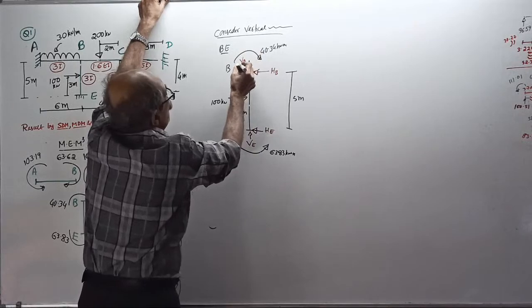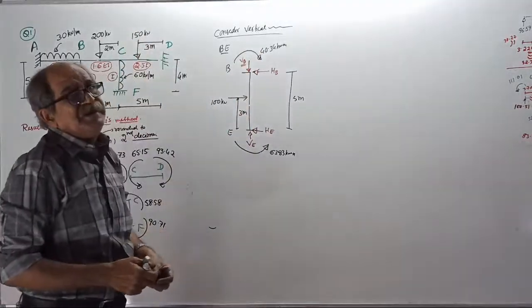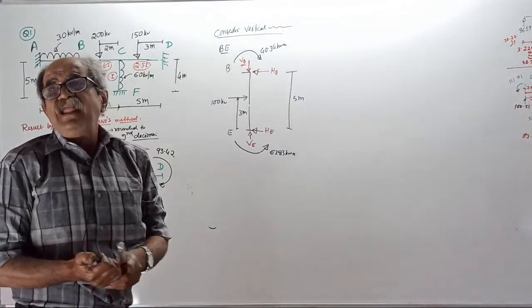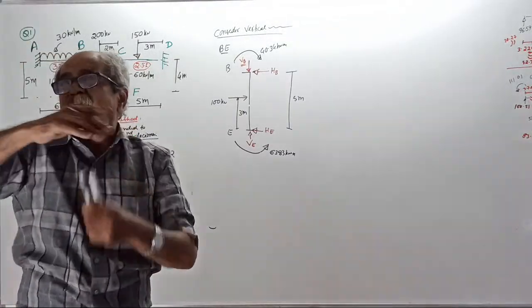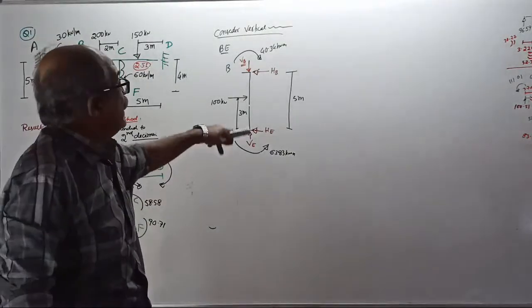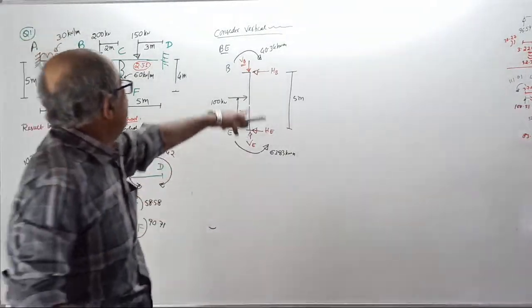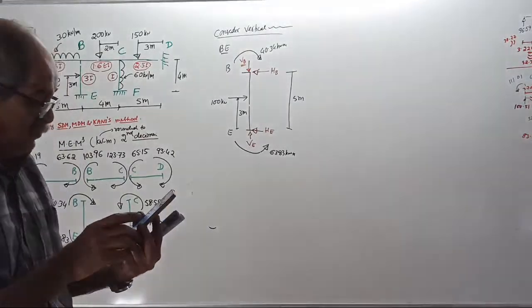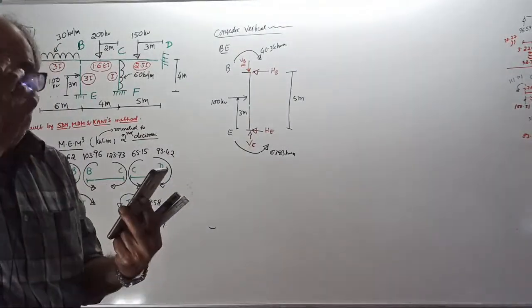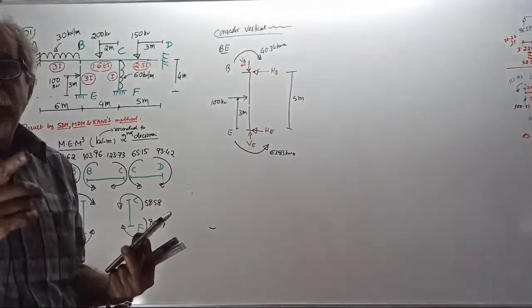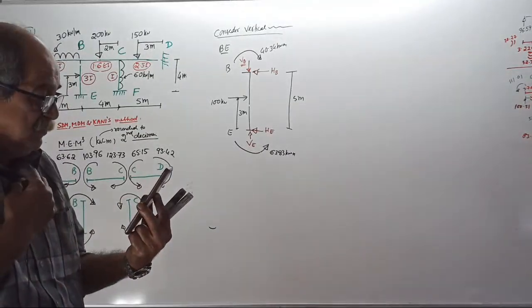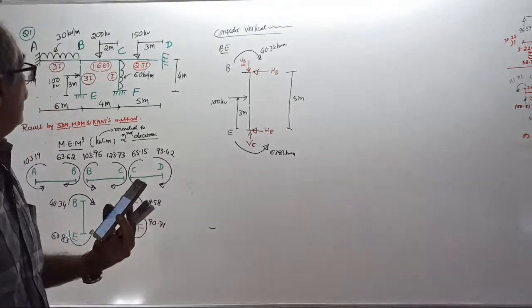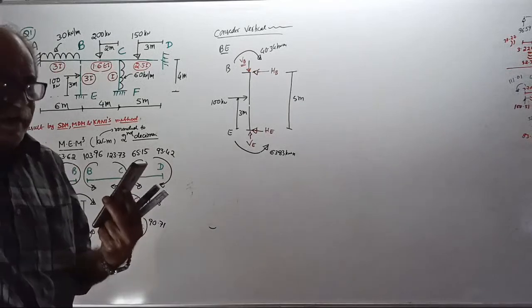Anybody can tell me what this VB is equal to? Now you can tell the answer. That is a direct load transfer to the column. Anybody can tell? For your information, I can find the VB if you want, the column load. Tell me what that VB is equal to. I already told you in earlier classes.